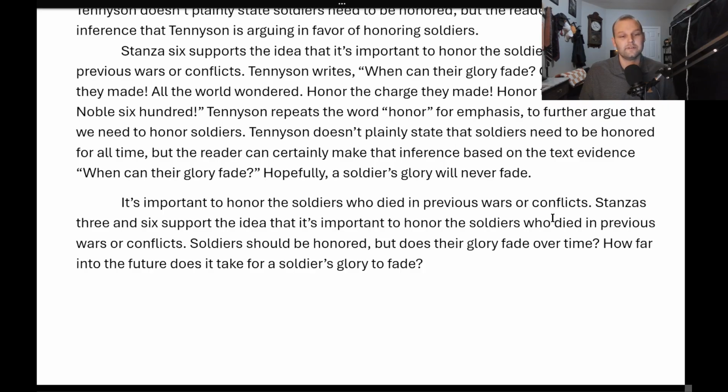Conclusion paragraph. Restate your thesis statement, your main idea. It's important to honor the soldiers who died in previous wars or conflicts. Stanzas 3 and 6 support the idea that it's important to honor the soldiers who died in previous wars or conflicts. So we're combining our two topic sentences into one sentence there.